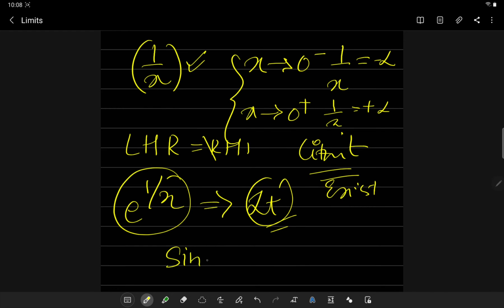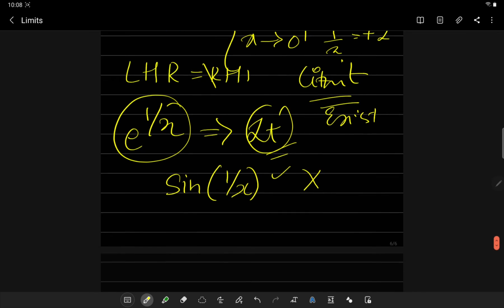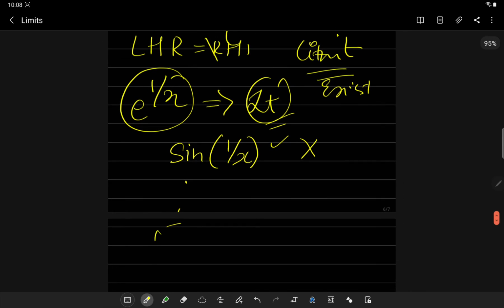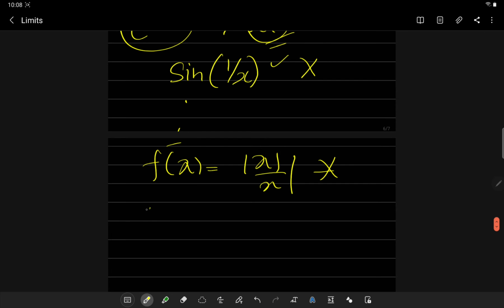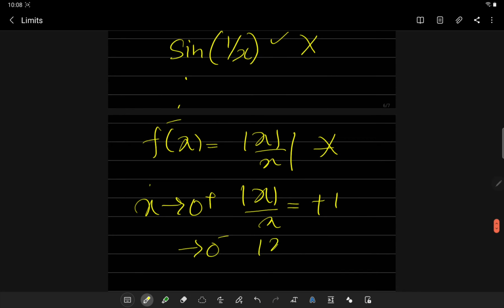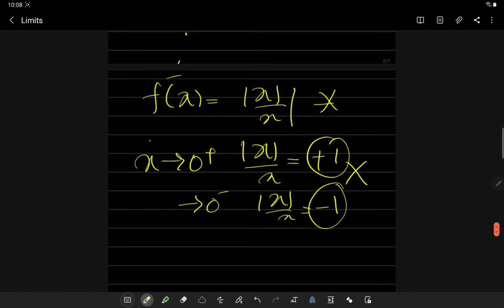So in exams there will be questions on sin of 1 by x, tan of 1 by x, similar forms. So you will not have any answer for this. Even for the function mod x by x there will be no limit value. Here, at x tends to 0 plus, mod x by x will be plus 1, whereas for 0 minus, mod x by x will be minus 1. So since right hand limit and left hand limit are not equal, this will not have any limit.